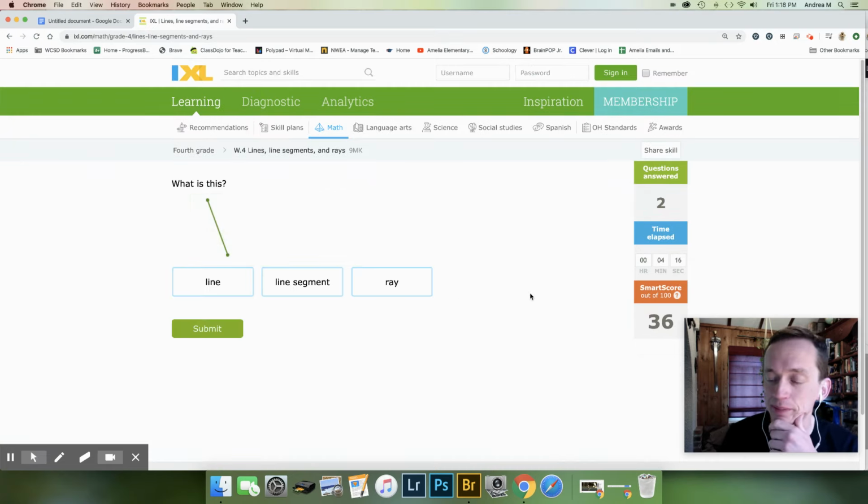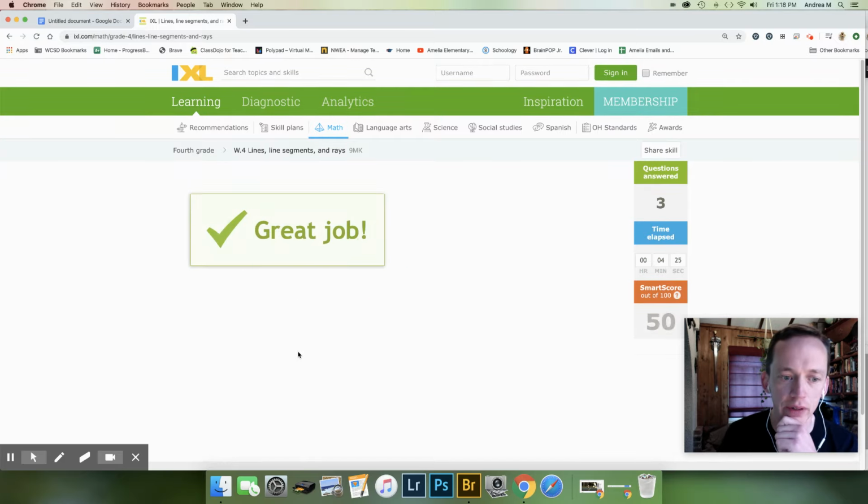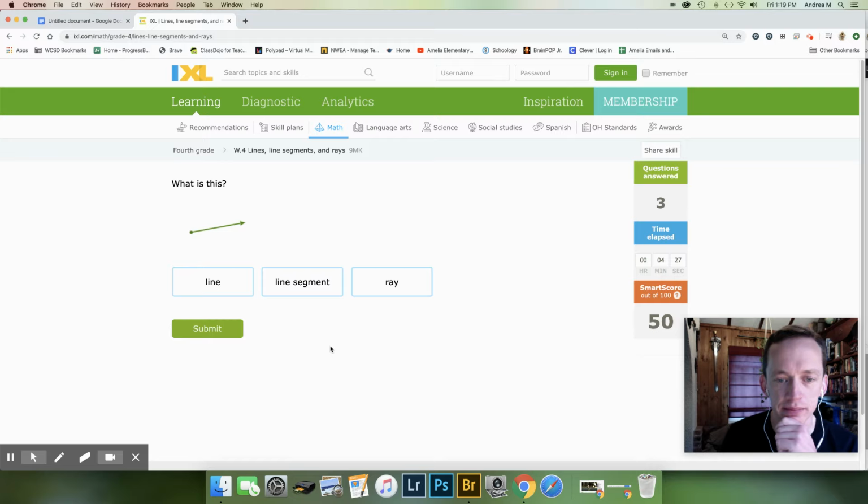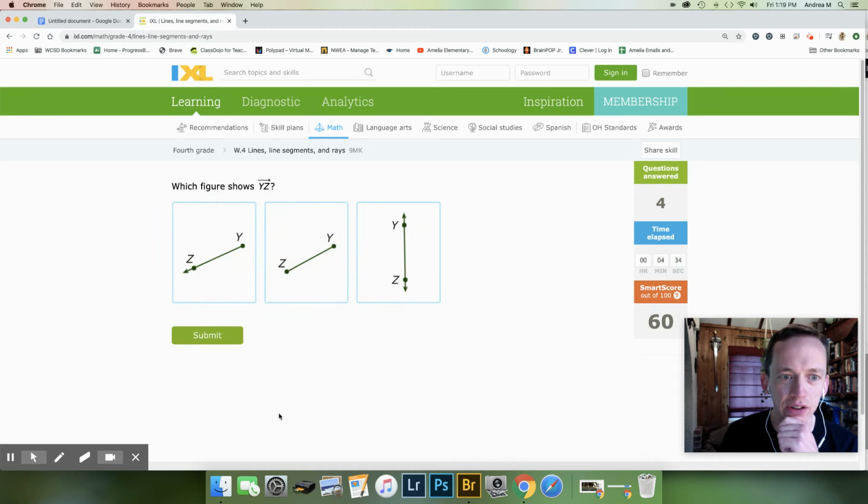How about this one? No arrows at all. Has a very clear beginning and end, endpoint, endpoint. If you said line segment, you are correct. How about this one? It's a ray. Oh, this is great. They're throwing some letters at us.